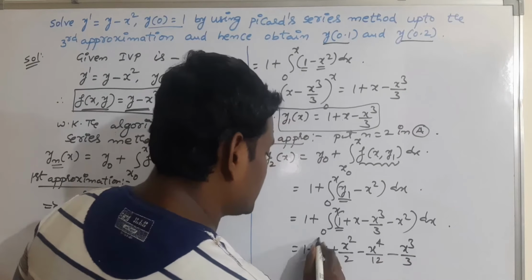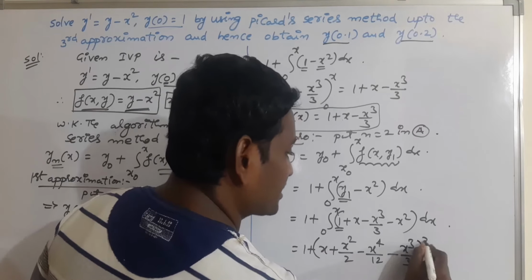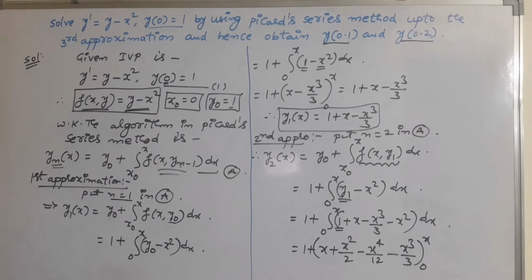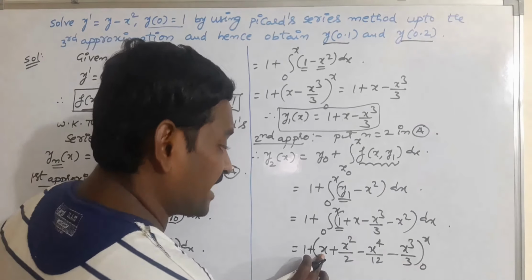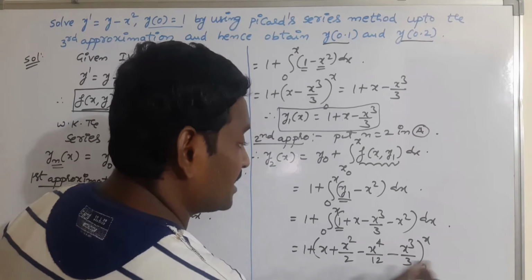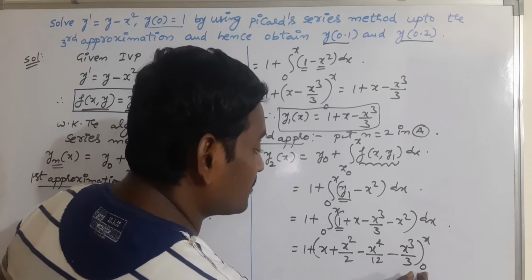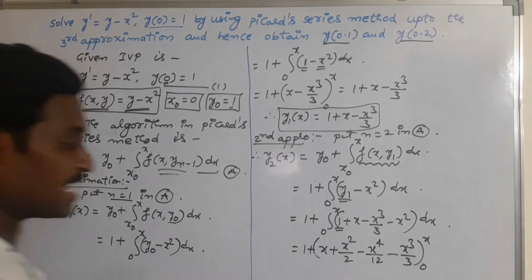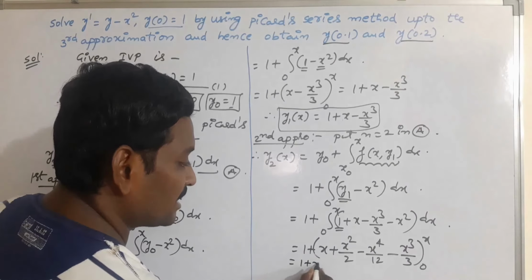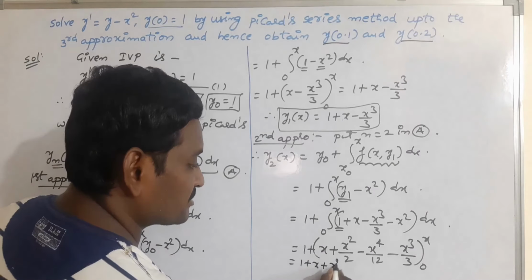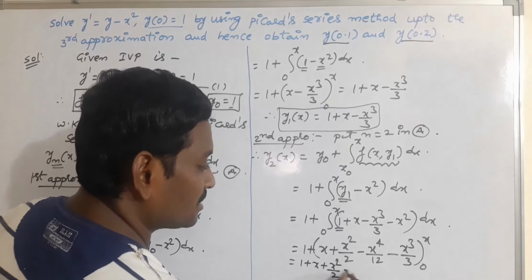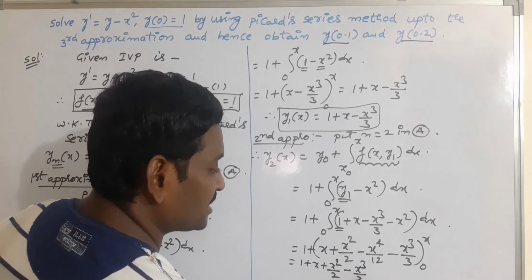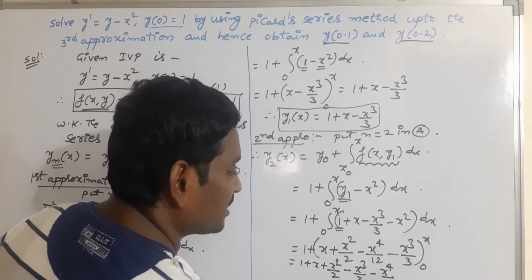So within the limits 0 to x. By replacing upper limit x by x, again you will get similar expansion. By replacing x by 0, which is the lower limit, you will get all terms as zeros. So you will get y2 of x as 1 plus x square by 2, written in order, x cube by 3 minus x power 4 by 12.